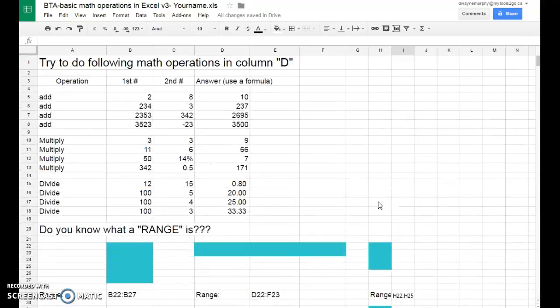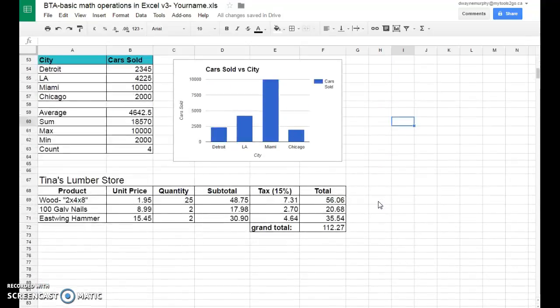So there you have it, guys. You've done some formulas, you've done some functions. Try to understand this one.